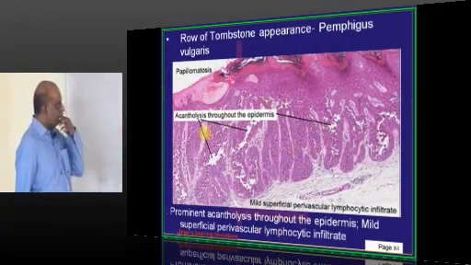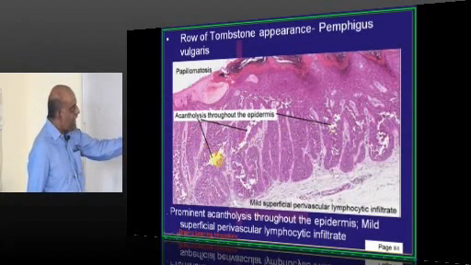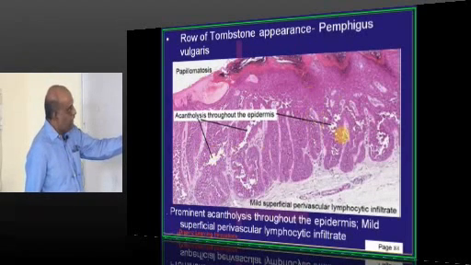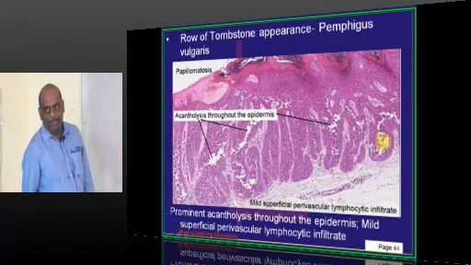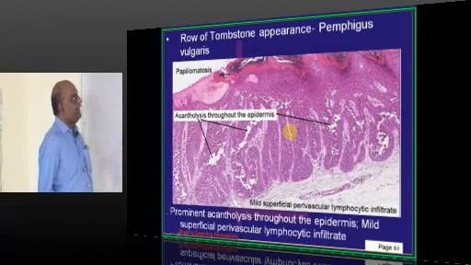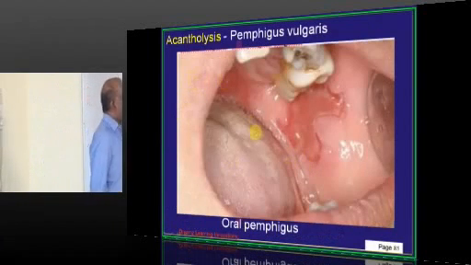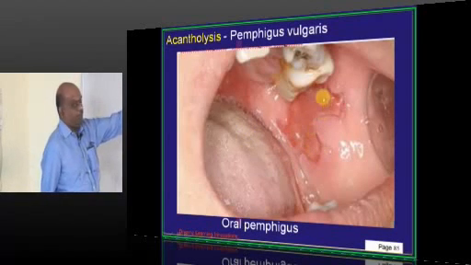This is another example. There is an acantholysis happening where the cells lost adhesion to one another and they are leaving empty spaces. Are you able to see? Which is called acantholysis, and there is a lot of perivascular lymphocytic infiltration, all the blue dots, which is a classical feature in case of pemphigus vulgaris, is what you need to remember. This is another example of the mucosal lesions in the mouth.